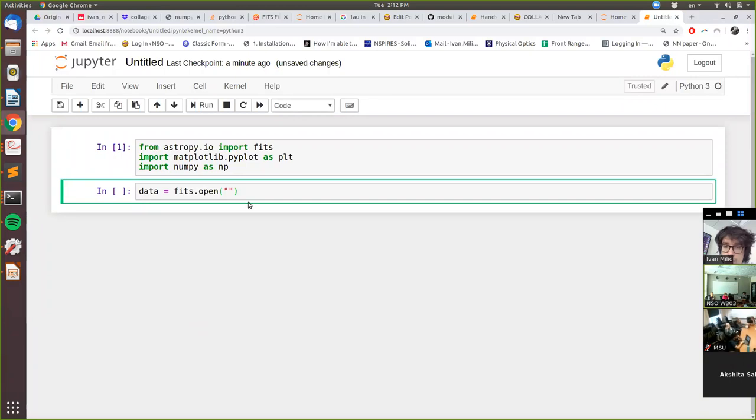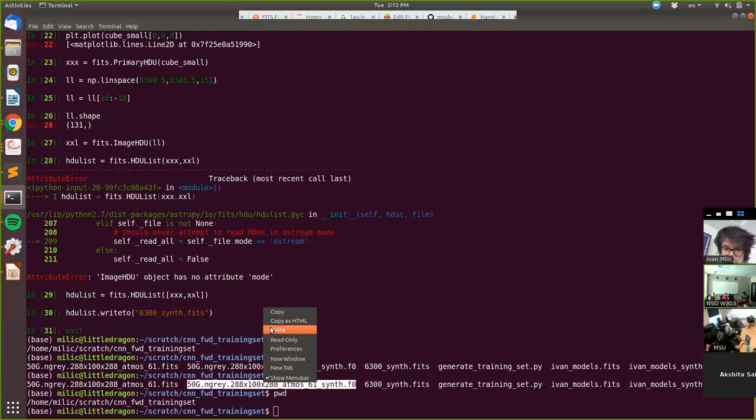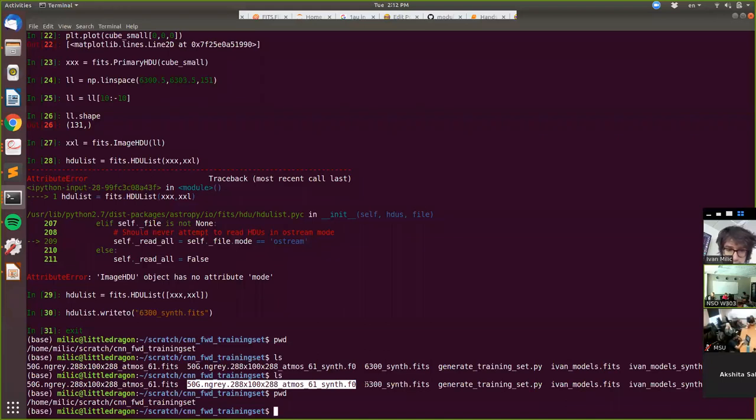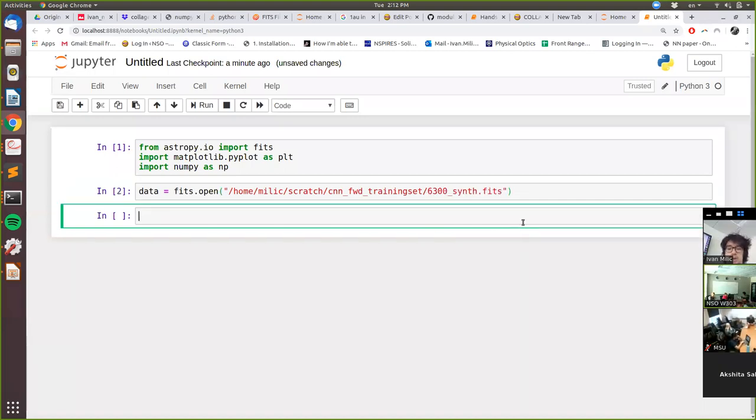So we are gonna do that. And the name is this one here. No, sorry. It's this one here. 630 synth. Let's see if that works. That works. Cool. Let's inspect our bits file.